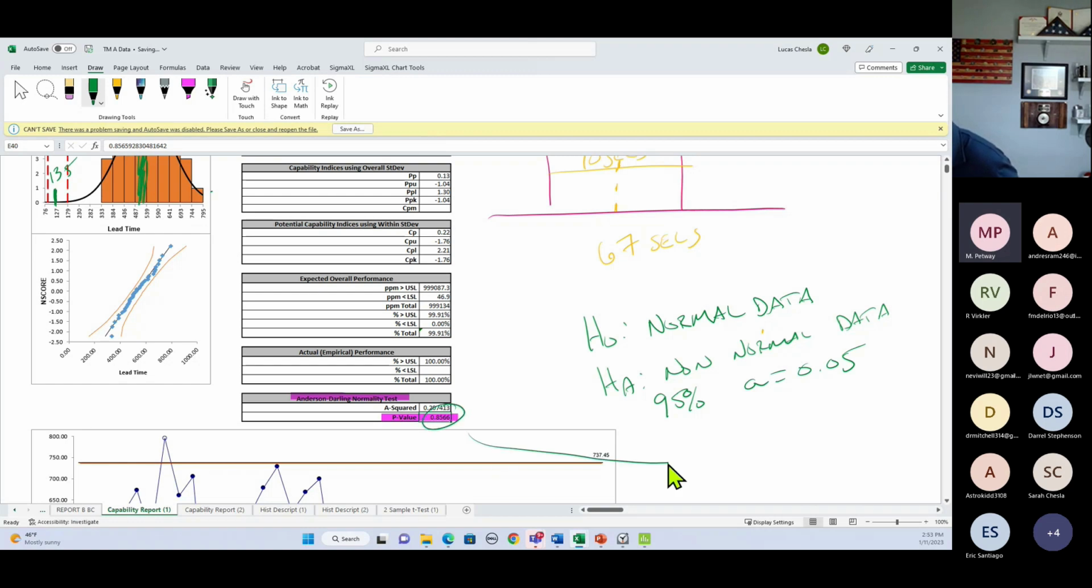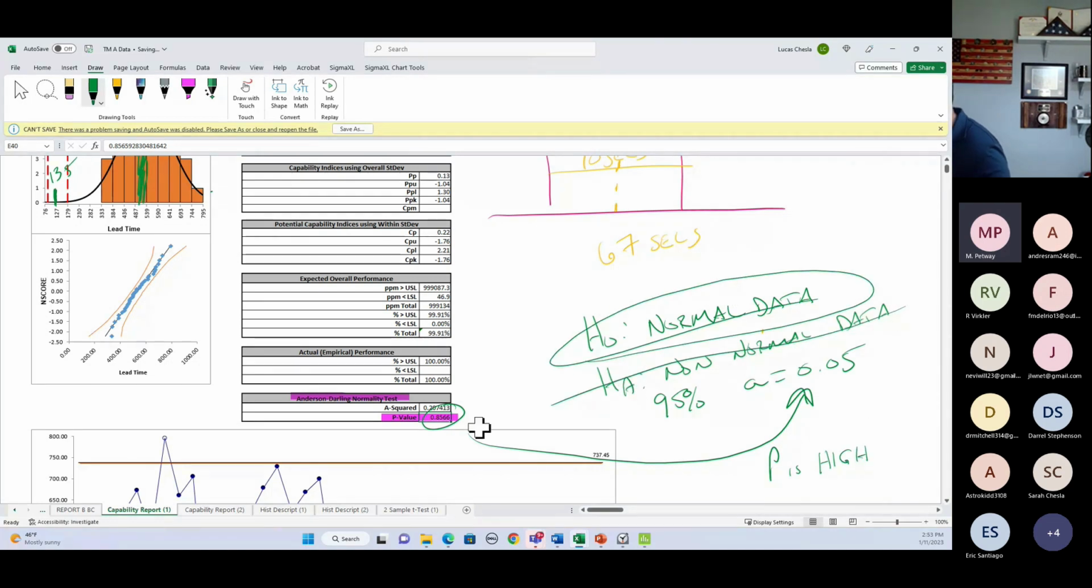So is this P higher or lower? P is high or low. Is that P value higher or lower than 0.05? Yep, I'm seeing higher on a couple. Okay, so P is high. The null will fly. Do we have normal data?